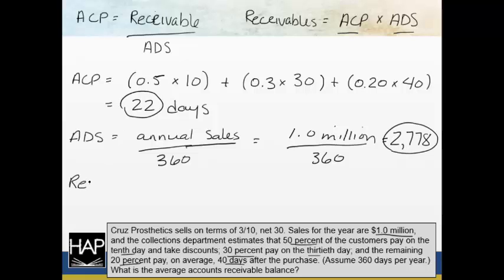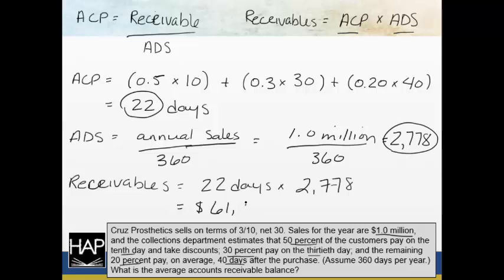So I've got the average daily sales here, the average collection period here, so then the receivables are just taking those two figures and multiplying them together. So the receivables will be equal to 22 days multiplied by $2,778 per day to give me the average accounts receivable balance of $61,111. I'll now solve this problem using Excel.